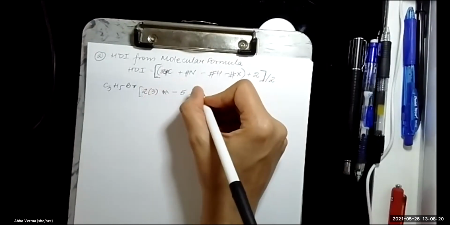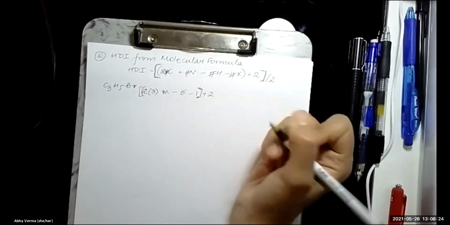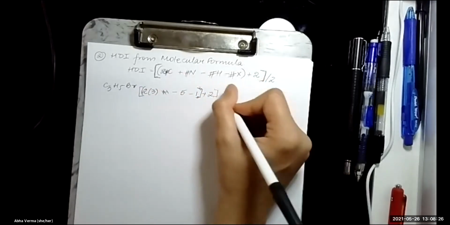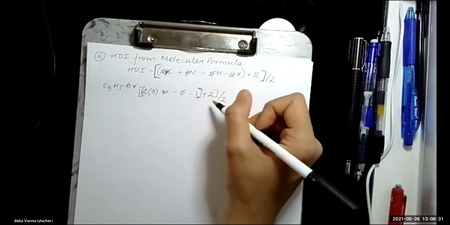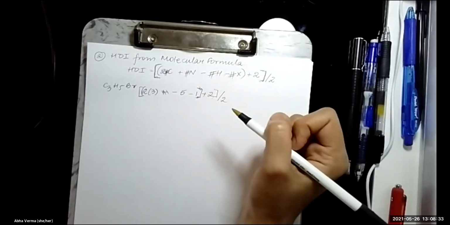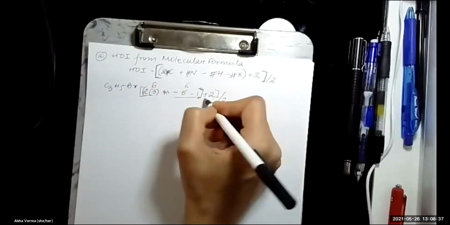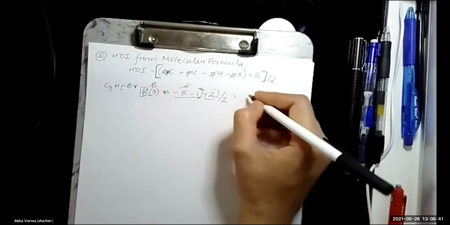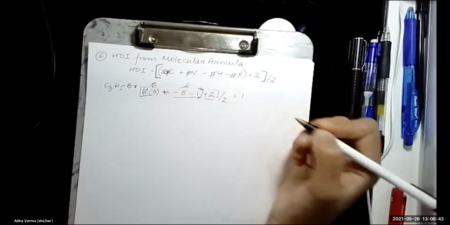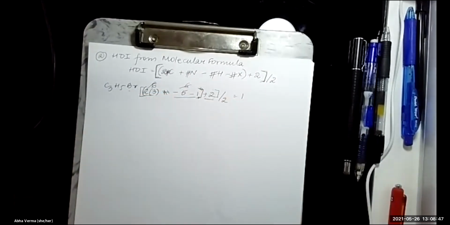Oh, I forgot to add the 2. So I have to add this 2. And this is something that most of the students also do. They forget to add this 2. So 2 times 3 is 6, minus 6, plus 2. So 0 plus 2, 2 divided by 2 is 1. So the HDI for this particular molecular formula has to be 1.